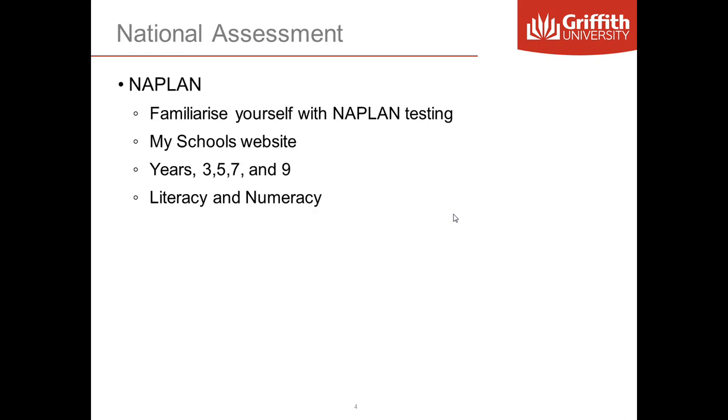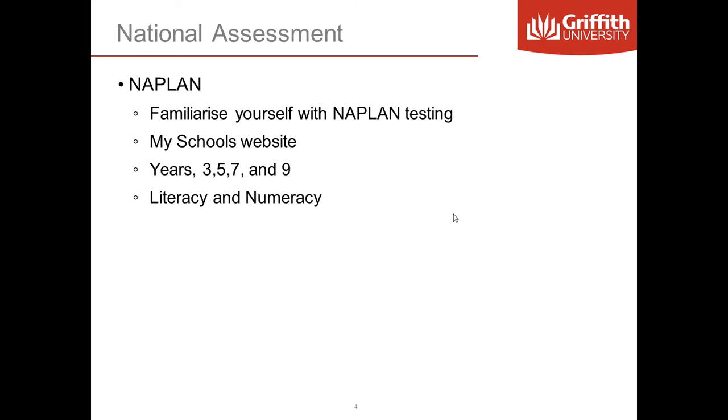Now finally, probably one of the most contentious issues in education at the moment is national assessment. As an early years teacher, this only impacts on you in the third year of schooling. You need to familiarise yourself with NAPLAN testing. NAPLAN stands for the National Assessment Program for Literacy and Numeracy. You can get a lot more information from the My School website, which again is fairly political because all schools are now reported on against their NAPLAN testing.